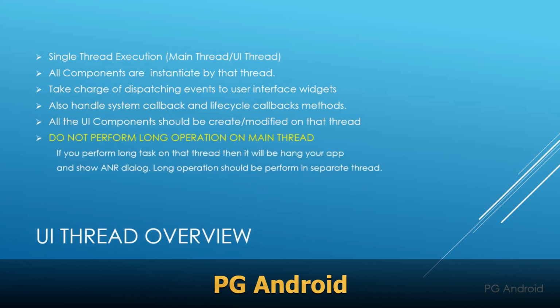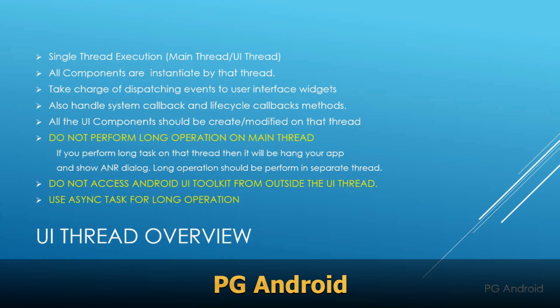When you create an app, you should carefully handle the UI thread by not performing long operations on the main thread, because if you do that, your app will block the UI thread and it will hang and freeze your app, and if this goes longer than 5 seconds, then the Android system shows you an ANR dialog and force closes your app. The second thing you have to remember is do not access the Android UI toolkit from outside the UI thread. Only the UI thread can access Android components. Use the AsyncTask class for long running tasks.